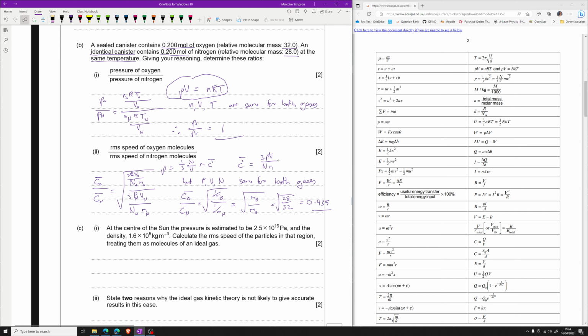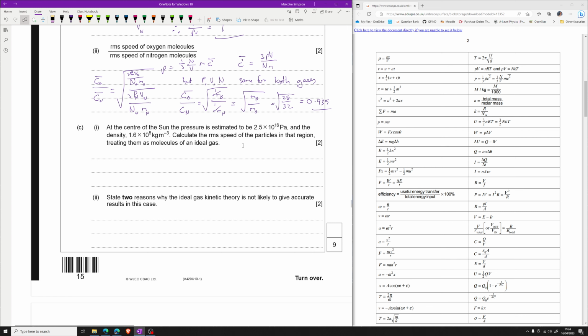You could probably just spot that since those are all the same for both gases, then c bar squared is proportional to 1 over m. Would have saved you actually quite a lot of writing. So I should have done that, but I didn't. Okay, center of the sun, we're given pressure, we're given density.